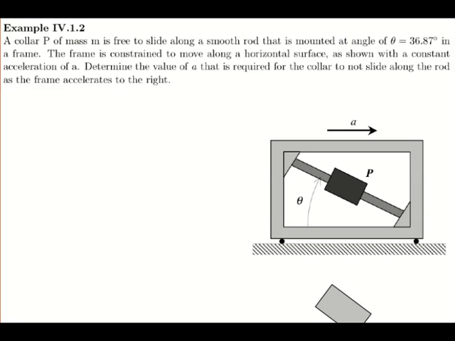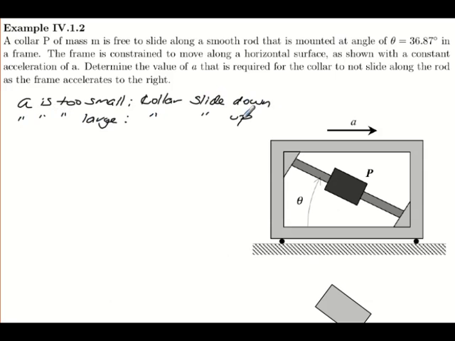Okay, what that's saying is that if A is too small, we know what happens. If A is too small, then the collar, I guess it's called, will slide down. On the other hand, if A is too large, then what will happen is that the collar will slide up the rod. And I think you can envision that if you pulled on the cart too quickly to the right, you would find that that collar would tend to slide up.